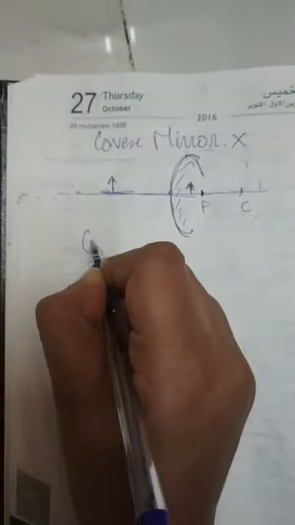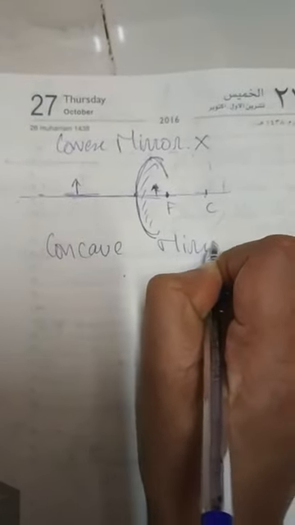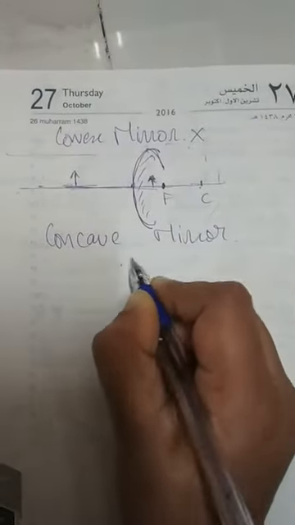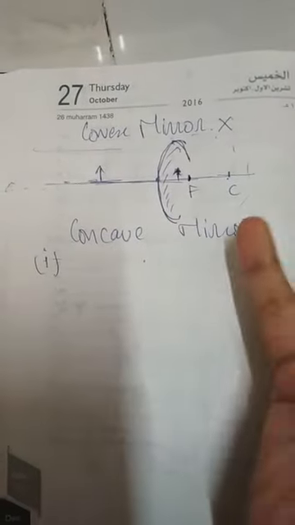Let's go towards the concave mirror. What does the concave mirror say? Students, the concave mirror produces an enlarged image. So of course the correct option is concave mirror.